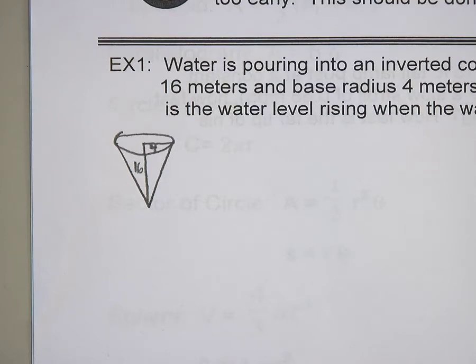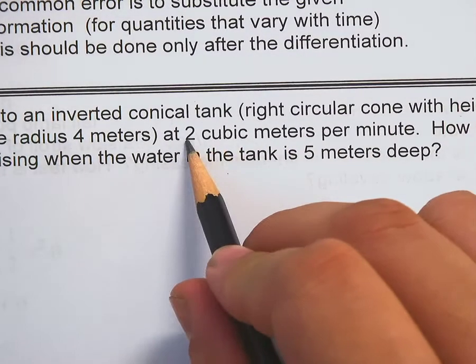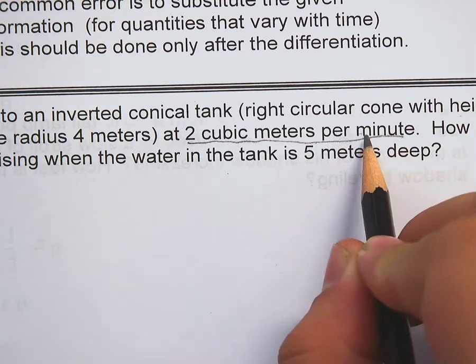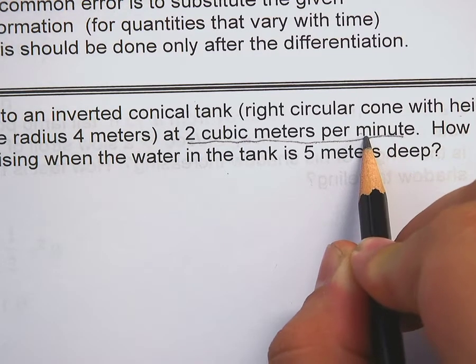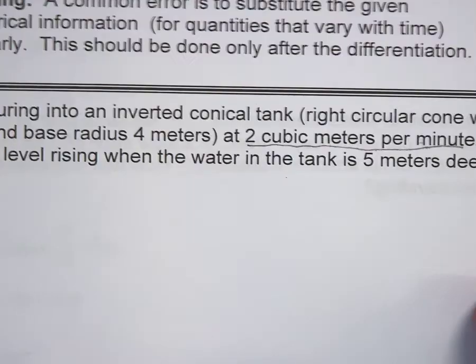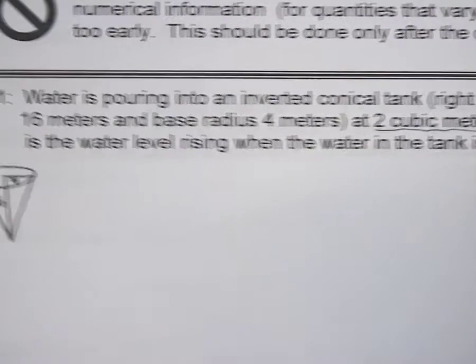Before we go any farther, water is pouring in at 2 cubic meters per minute. What is that rate representing? What does this 2 cubic meters per minute represent? What is changing here? Well, what's changing is the water in the tank, right? And water is volume.